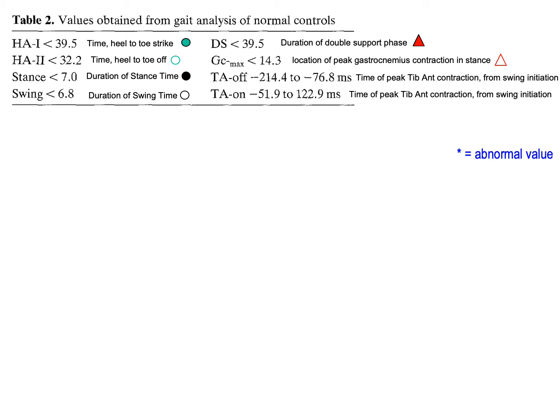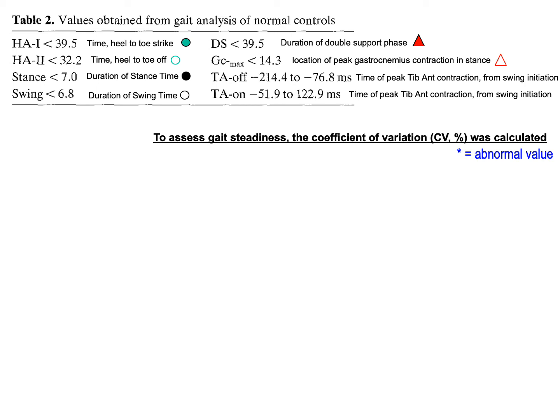The GC max is the location of the peak gastrocnemius contraction in stance. We know that that should be at push-off, and that's noted with the white triangle with the red line. And then they also looked at what they called TA off and on, which is the timing of the peak anterior contraction from the swing initiation, and also from when it went on and when it went off, so just that on-off contraction from the tibialis anterior muscles. Really important for that dorsiflexion to make sure that we're not going to trip over our toes. And in the next slide, you'll see that they were trying to use these metrics to assess gait steadiness.